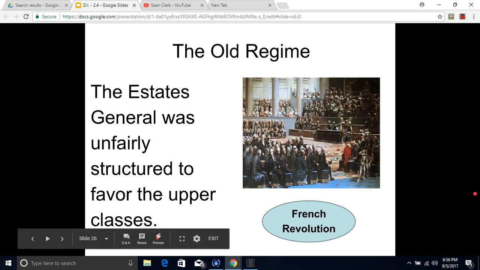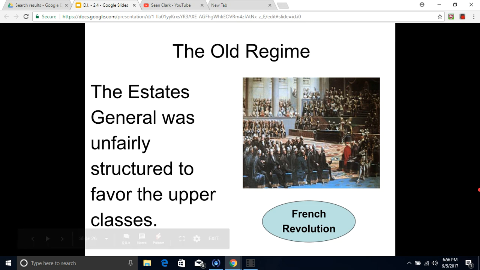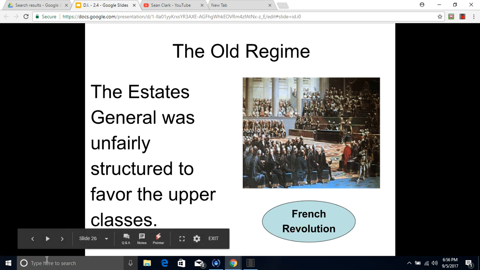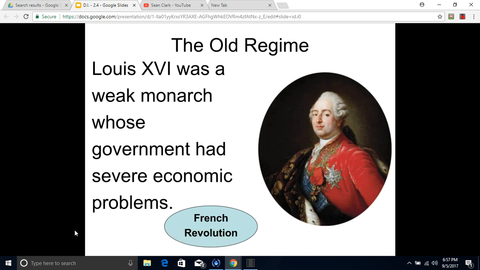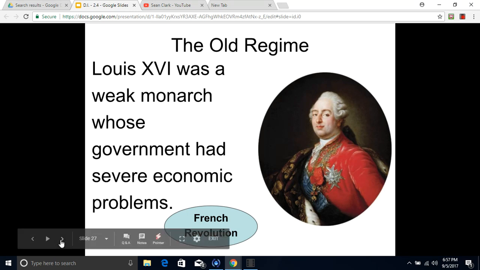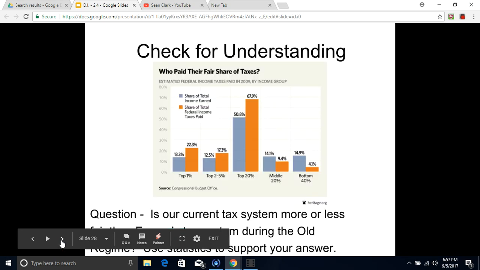The Estates General, which had existed for centuries in France as a parliament, was unfairly structured to favor the upper classes. Next slide. Louis XVI, who happened, unfortunately for him, to be the monarch of France during the French Revolution, was weak, and his government was faced with extreme economic problems. Next slide.